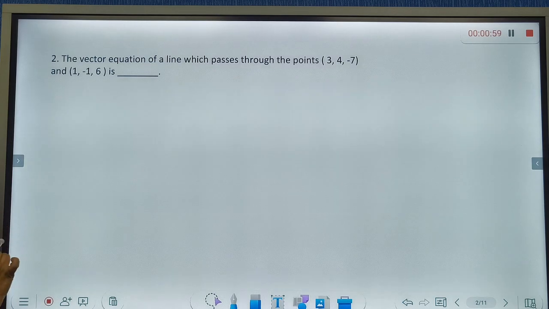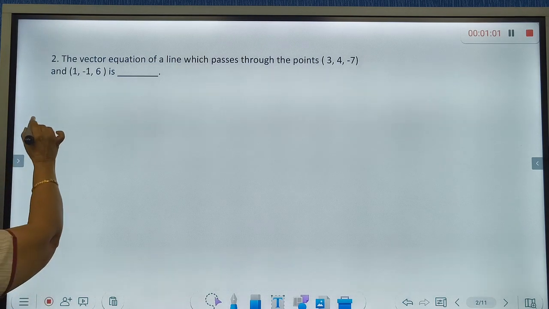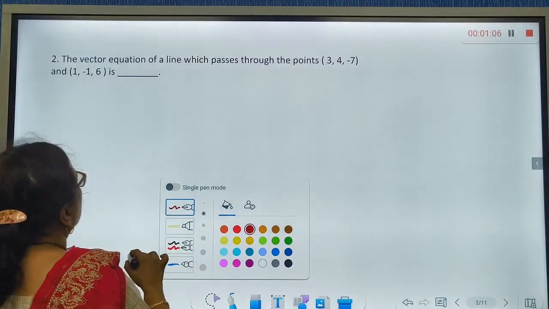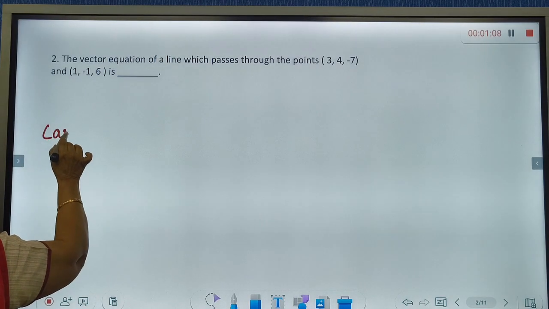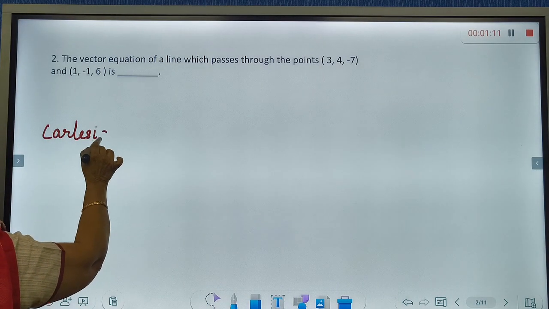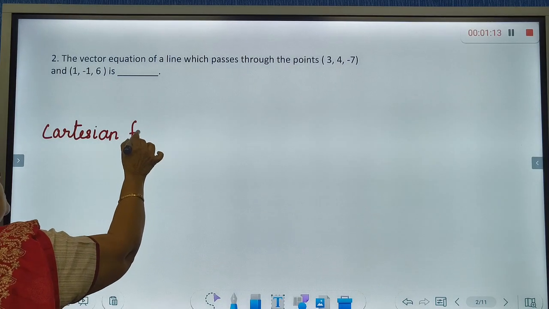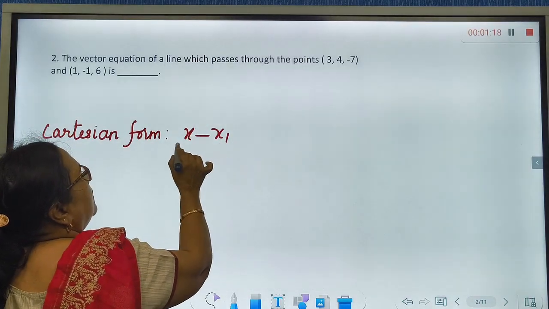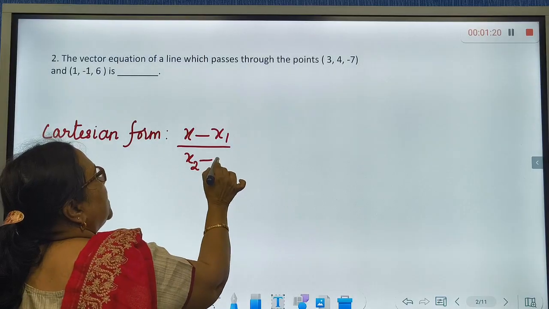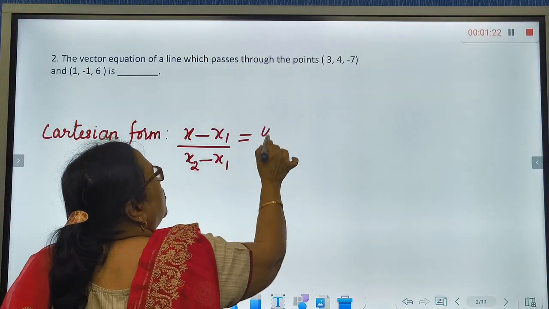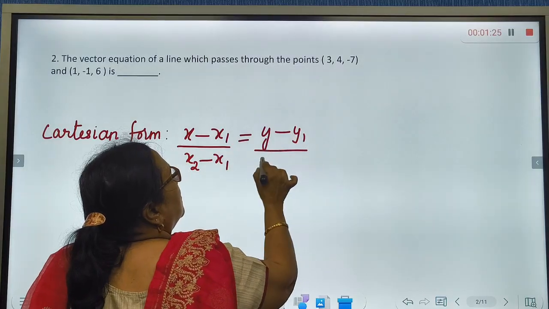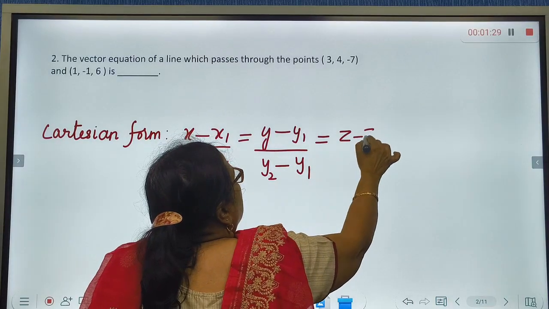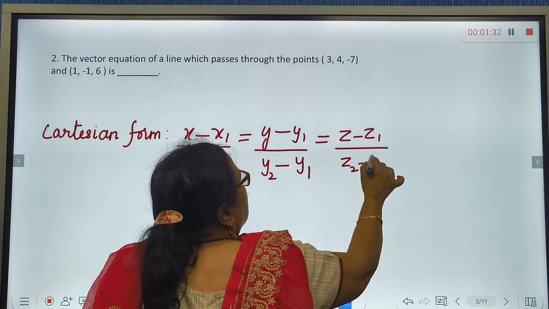So for any line equation there are two forms. One is the Cartesian form, the other is a vector form. So what is the Cartesian form? We will write both the forms. Cartesian form of a line is (x minus x1) by (x2 minus x1) equal to (y minus y1) by (y2 minus y1) equal to (z minus z1) by (z2 minus z1).